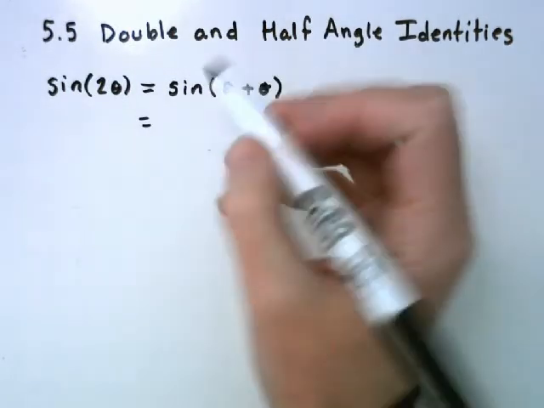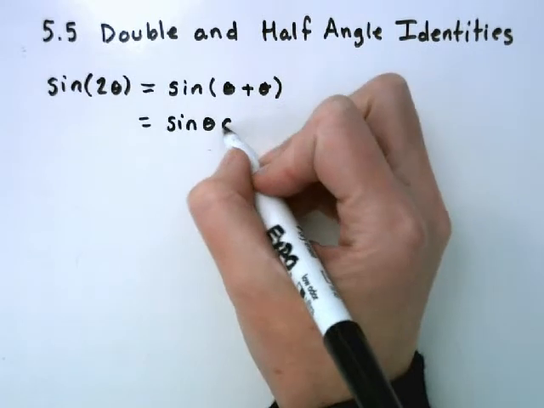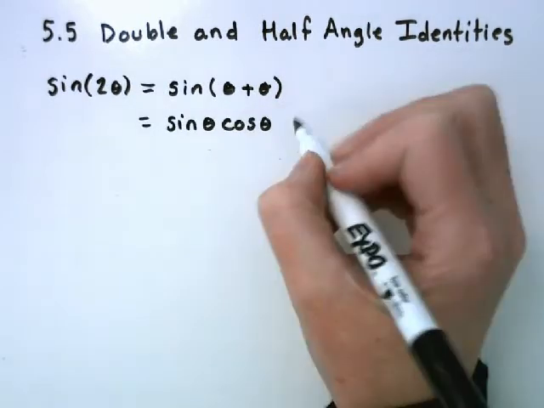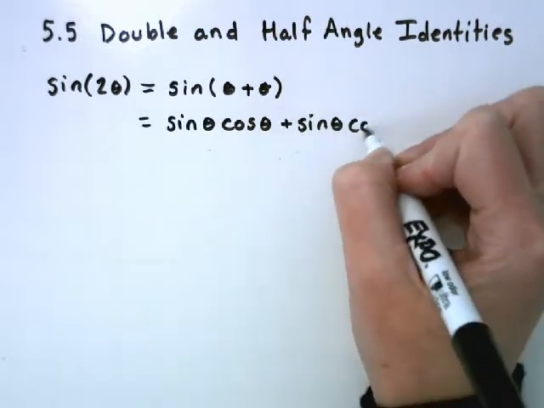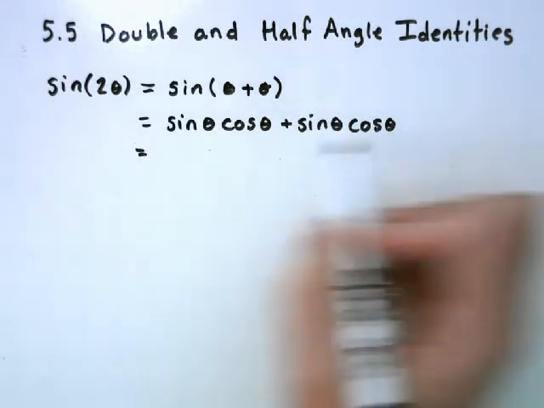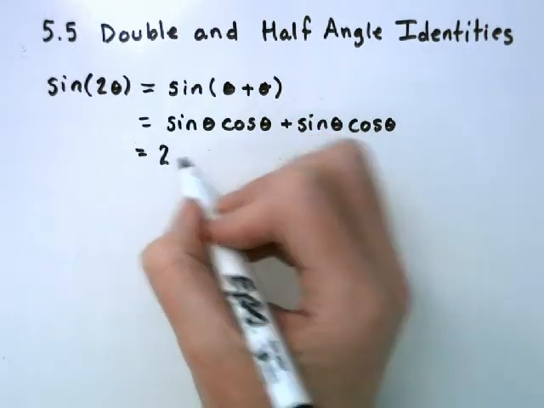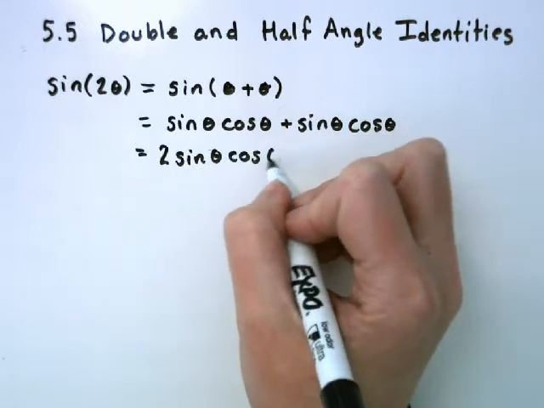I can then apply the sum rule for sine. So that's going to be sine of theta cosine theta plus sine of theta cosine theta, which when we simplify this, since these are the same, is going to be 2 sine of theta cosine of theta.